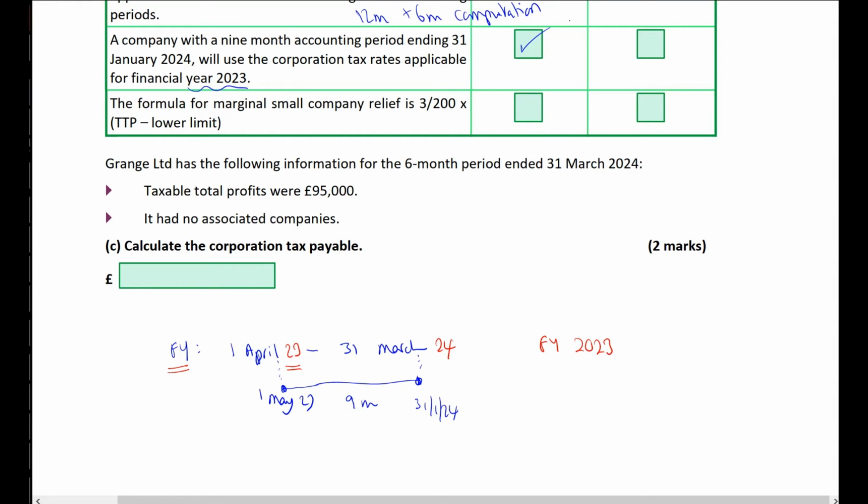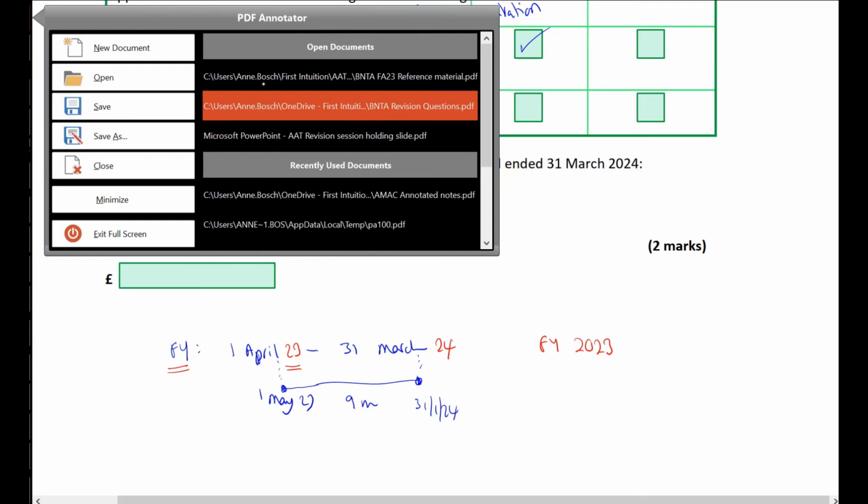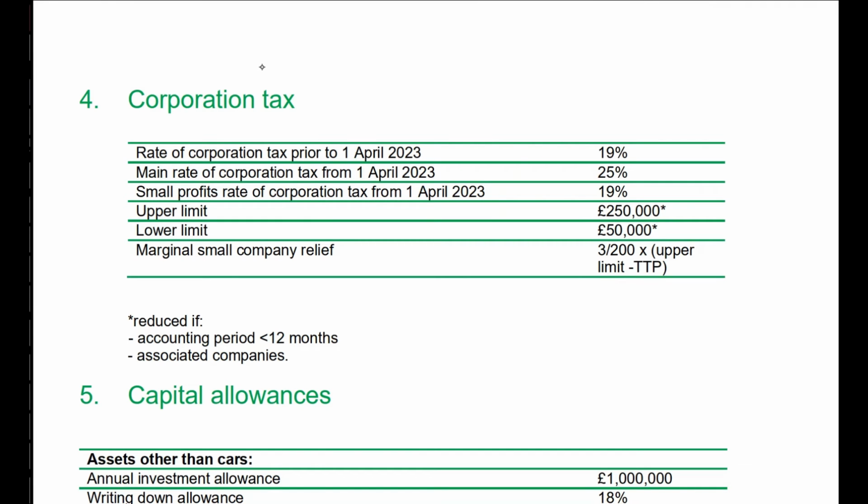Okay, and then last one, the formula for marginal small company relief is 3 divided by 200 times TTP minus lower limit. Well, that one, to be fair, you don't have to learn because you've got reference material to help you. Let's just read it again. 3 divided by 200 times TTP minus lower limit. Let's check what the formula says. It says marginal small company relief, 3 divided by 200, good so far, times upper limit, less TTP.